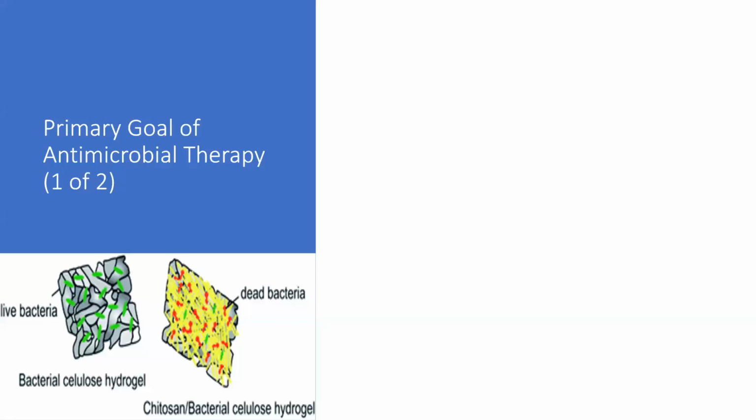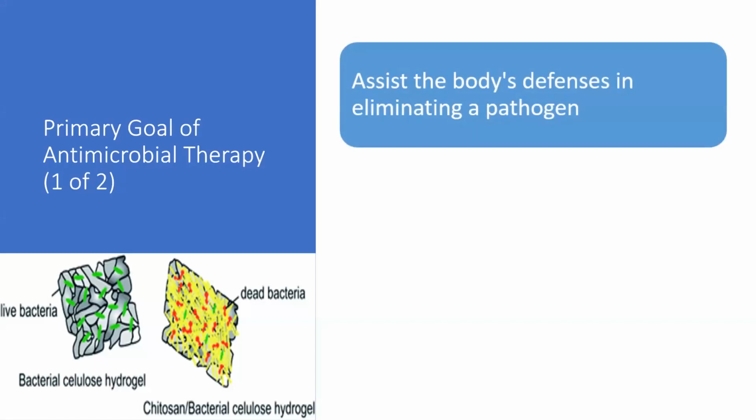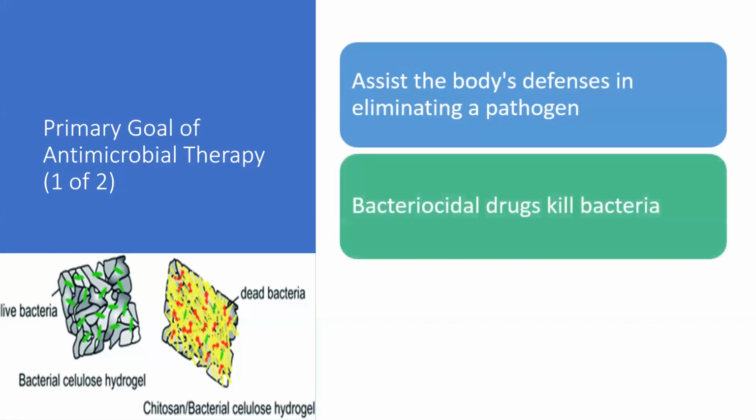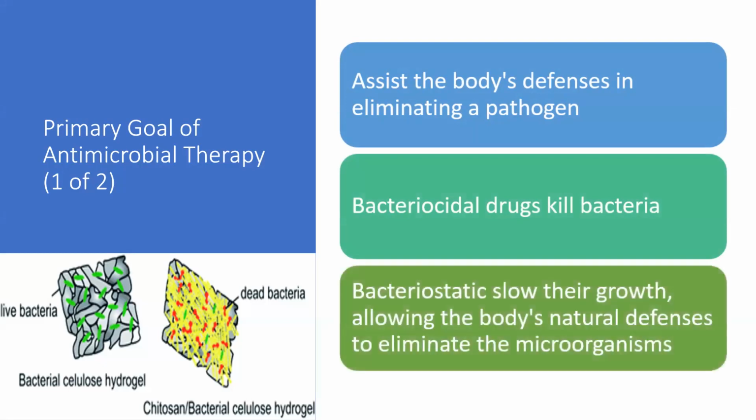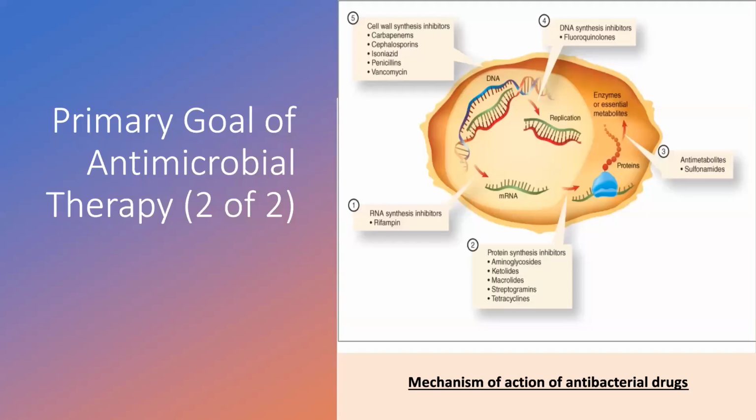So the primary goal of antimicrobial therapy is to assist the body's defenses in eliminating a pathogen. The bactericidal drugs kill the bacteria, and the bacteriostatic drugs slow their growth, allowing the body's natural defenses to eliminate the microorganisms. So bactericidal, cidal means killing, static means slowing or stopping their growth.